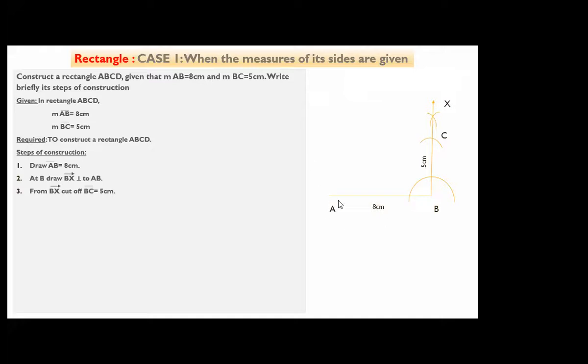Beta, Ali, when I put the compass next on A, now with which measurement I have to draw an arc on A? 5 centimeter. Very good. And by making these two arcs, what will we get? Triangle ABC. Huh? D. What will we get? D. We will get D. Shabash. We will get D. Ali, shabash. Thank you so much.